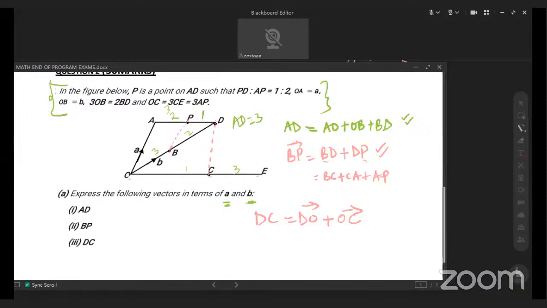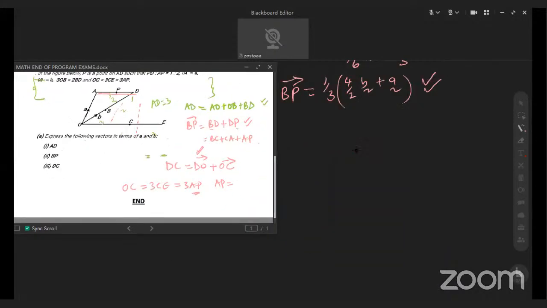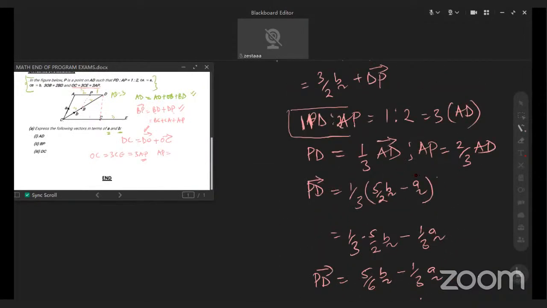Another person can decide to use this other route. DE plus EC is also fine. Another person might decide to use some other route altogether, but at the end of it all, we should be running the same thing. We already have our DO, or rather OD, that we got at the top there. Now, the challenge is with our OC. What do we know about OC? Look at our equation here. We are saying OC is equal to 3CE, which is equal to 3AP. Okay? But we know our AP formula somewhere up there. I think it's somewhere here where I told you that your AP is equal to 2 out of 3 AD. Okay, 2 out of 3 AD, of which you already know your AD.